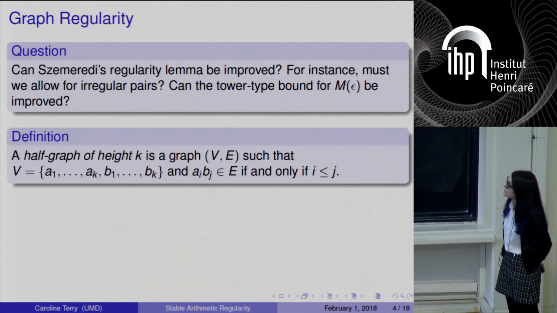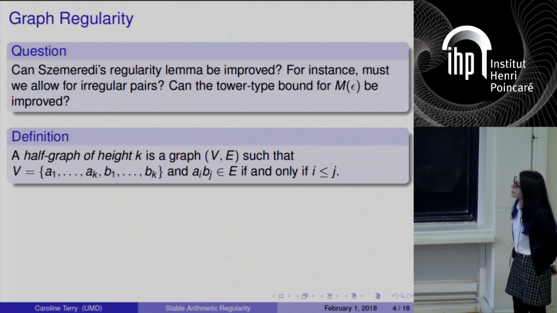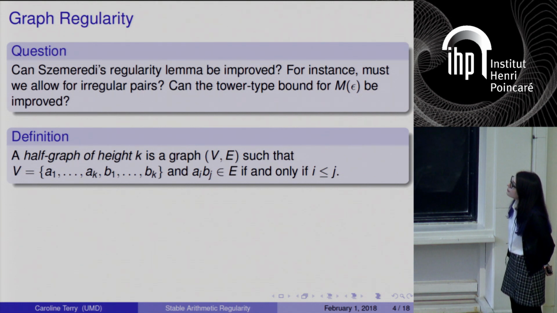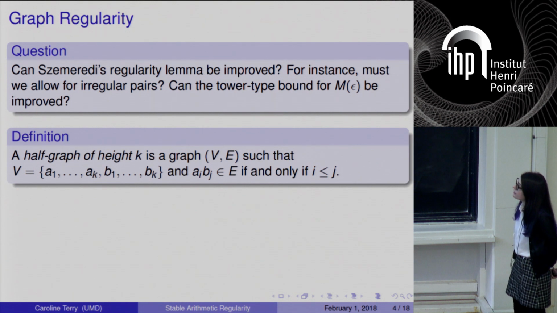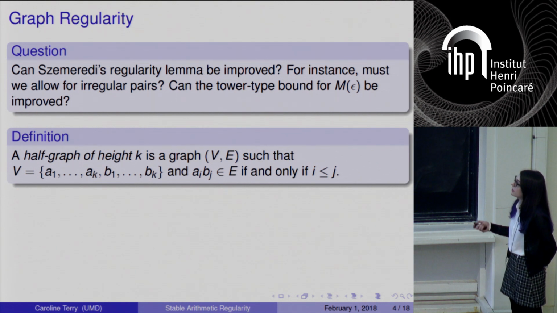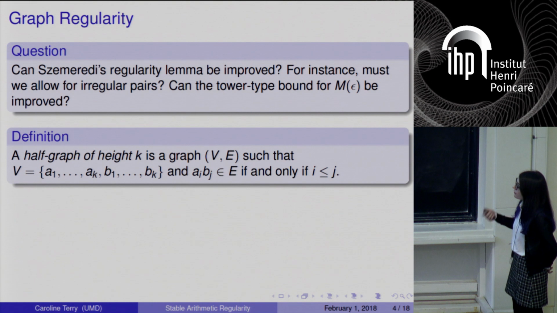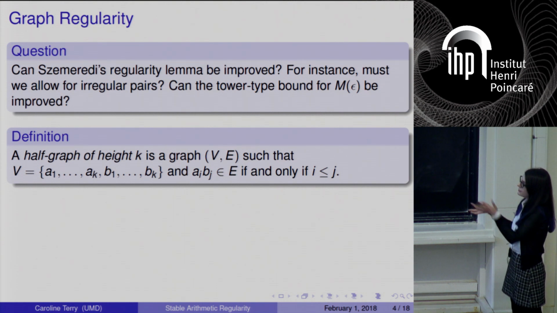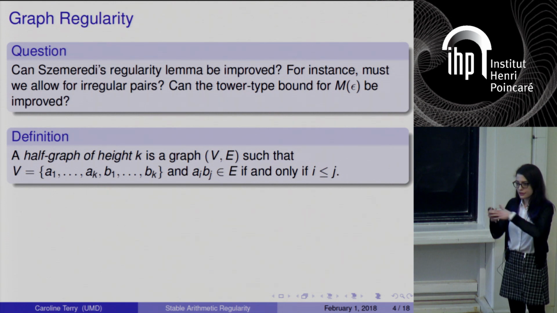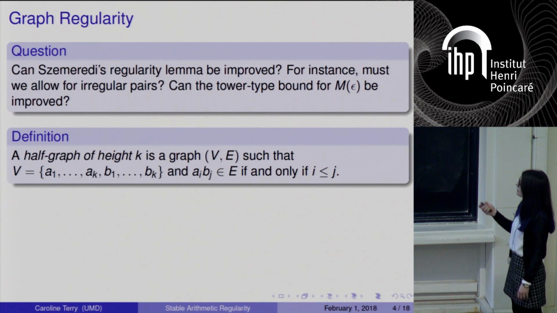So I'm going to give you a definition. A half graph of height k is a graph V, E, where V is of the form a1 through ak, b1 through bk, and given an ai and a bj, it's in the edge set if and only if i is at most j. If you're a model theorist, this is just a particular compact instance of an order property. It's an order property of length k for the graph edge relation.